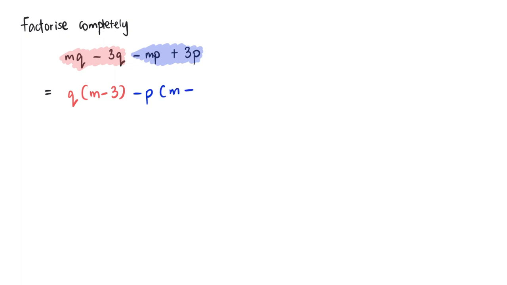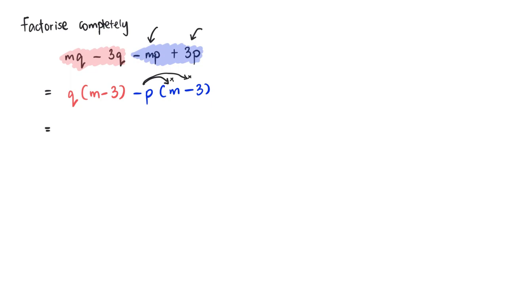Take note, it's negative 3. Why? Because negative times positive, I will get back my negative, and p. Negative p times negative 3, I will get back my positive 3p.